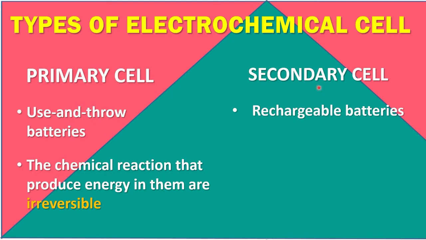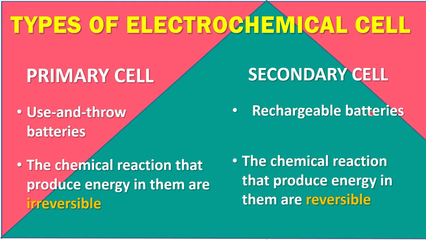For the secondary cells, that are also called the rechargeable batteries, the chemical reaction in them that generates electric current is actually reversible. That means you don't throw them away after the battery is now weak, that's when you have used up all the energy in them. You can actually reverse that process and generate more energy.